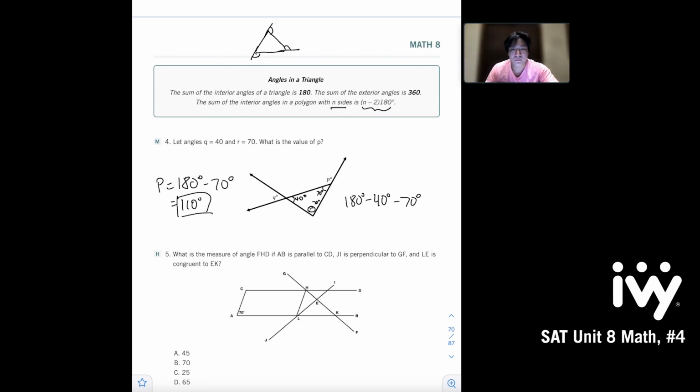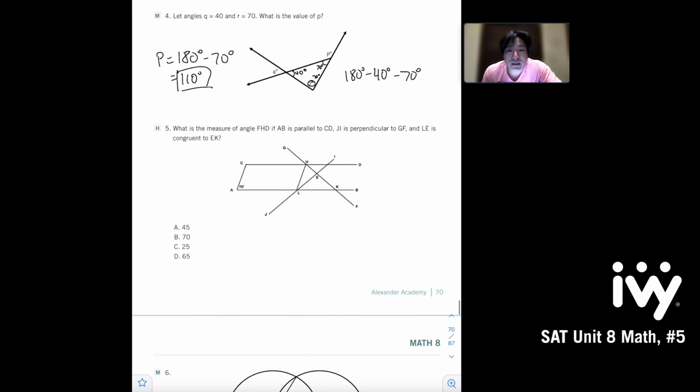Okay, question 5. What is the measure of angle FHD? So which one is FHD? Let's find that first. We have F, we have H, we have D right here, so that means we're looking for this angle right here. What is the measure of that angle if AB is parallel to CD? So AB is parallel to CD right here.